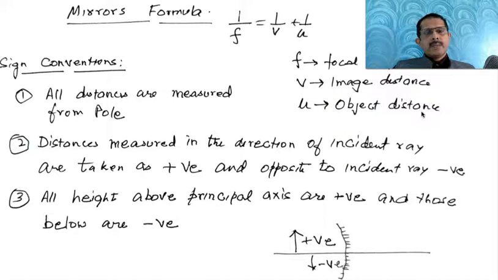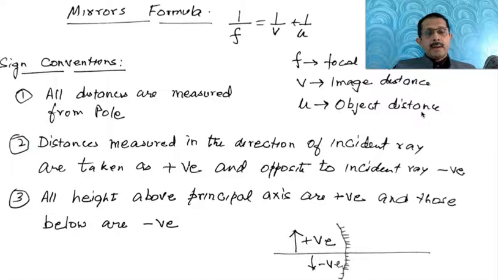Now you have to remember one thing: there are a couple of conventions, especially the sign conventions, which we will be talking about, and we will adhere to these conventions to make sure that whatever values we put in this formula, we get the right answer. Let me start with a few things, but before that I just wanted to reiterate that f pertains to focal length, v is the image distance from the pole, and u is the object distance from the pole.